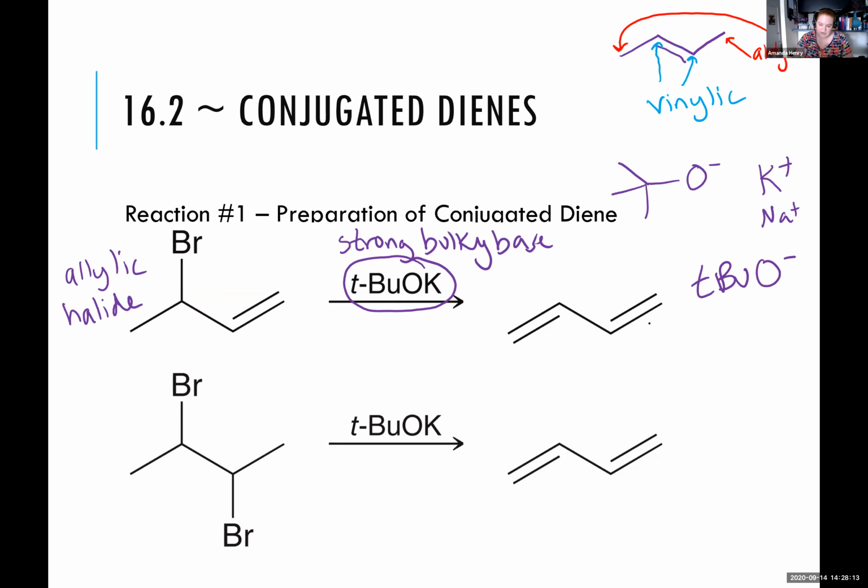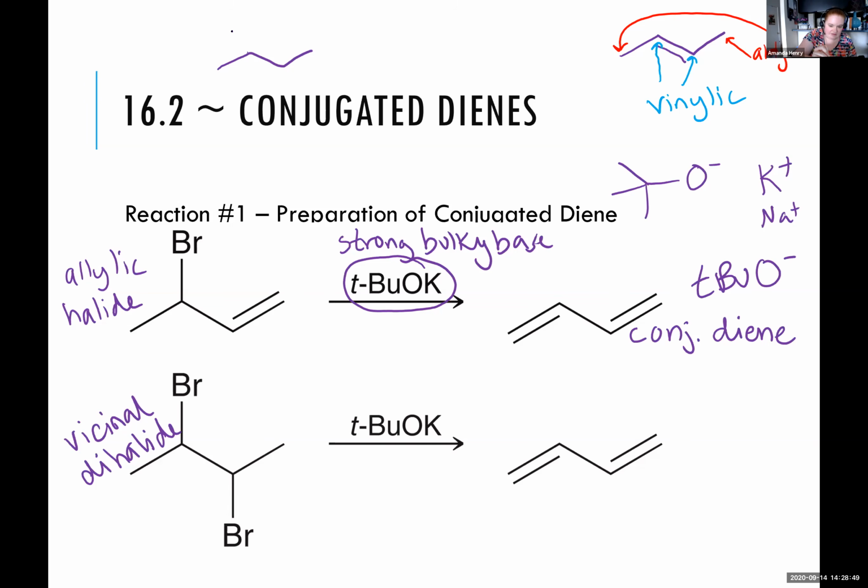And then what we create is that conjugated diene. And then on the second reaction that's down there, the second version of this reaction, we are starting with a vicinal dihalide. So another reminder then on that term vicinal.